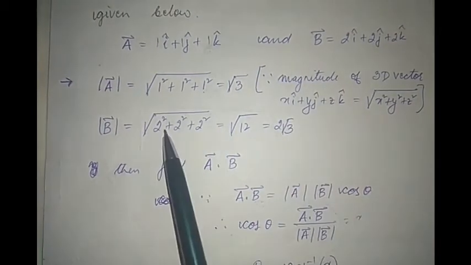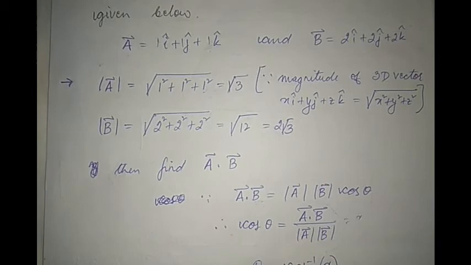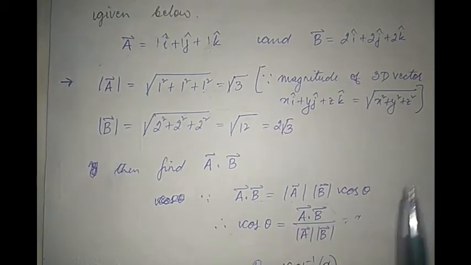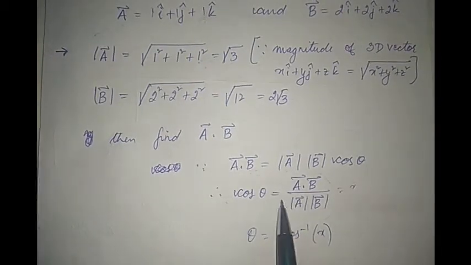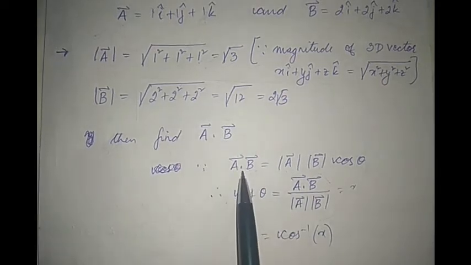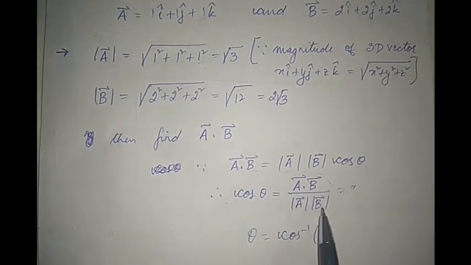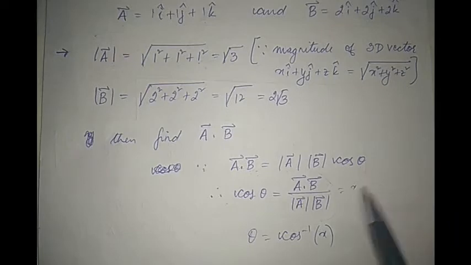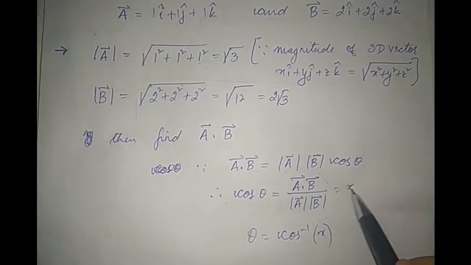Likewise, I can find the magnitude of vector B. Okay, so once I find the magnitude of A and the magnitude of B, I can find cos theta. Cos theta will be A dot B, the left hand side that I've already calculated, divided by magnitude of A into magnitude of B. This will give me some number. Let me call that number x.